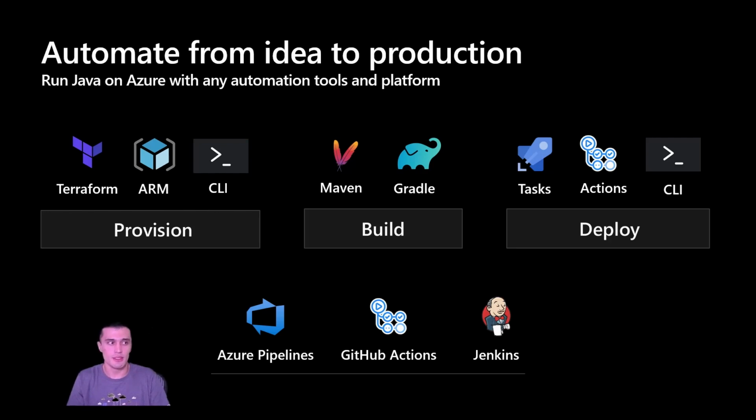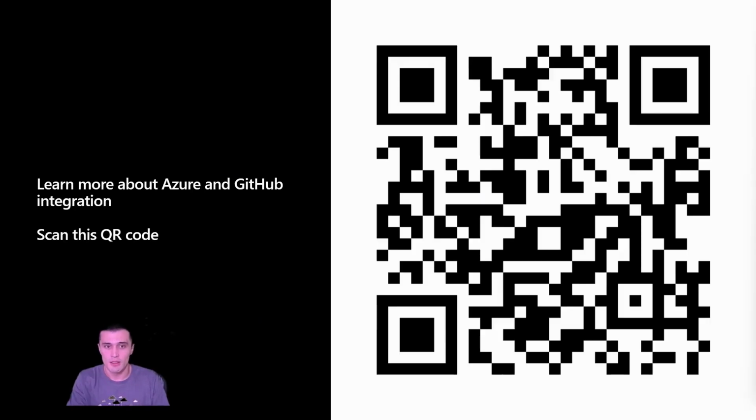On this slide, as you can see, there are some other tools that can be helpful. I mean that Azure integrates easily. Let's say you can also provision the services with Terraform, or you can build your services with Maven or Gradle and manage your dependencies, or you can deploy your service to Azure using a command line interface or GitHub Actions, as I mentioned, or Azure DevOps tasks. Basically, you can learn more about Azure and GitHub integrations just by scanning this QR code.